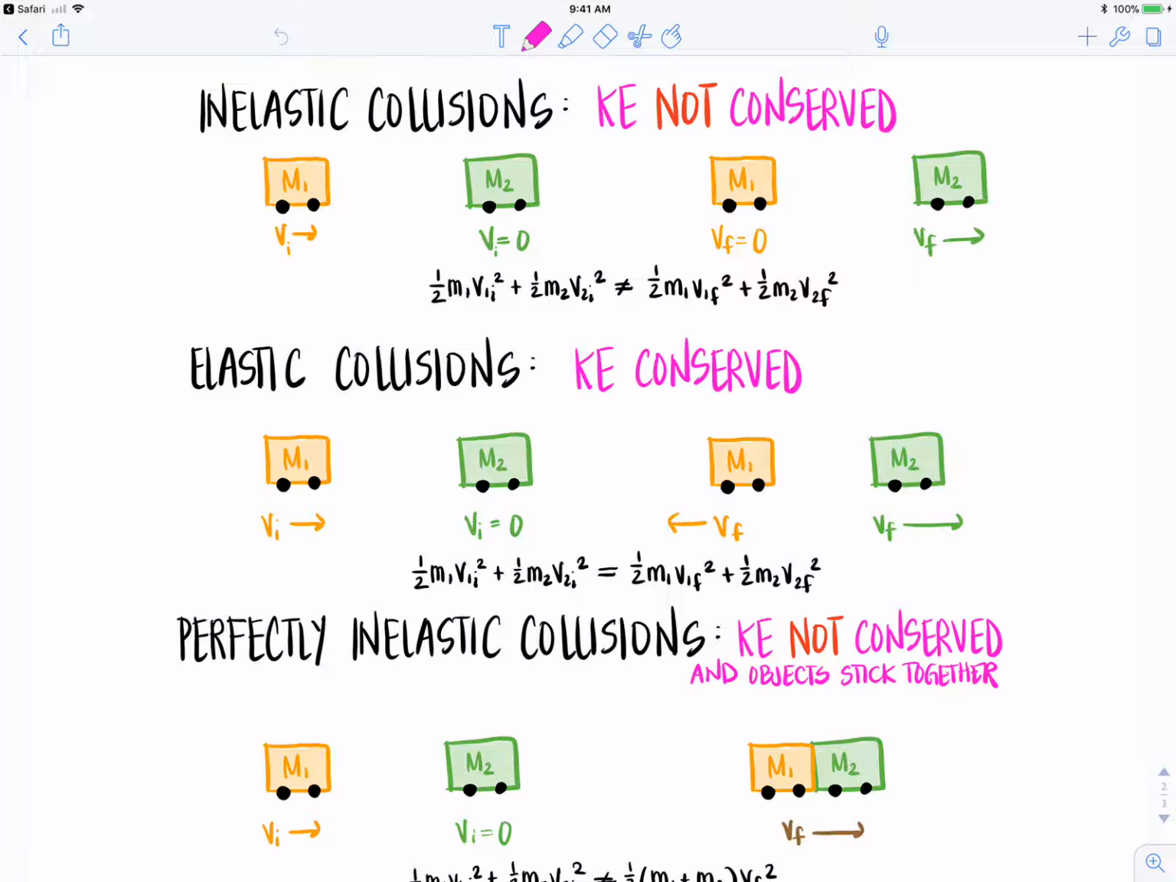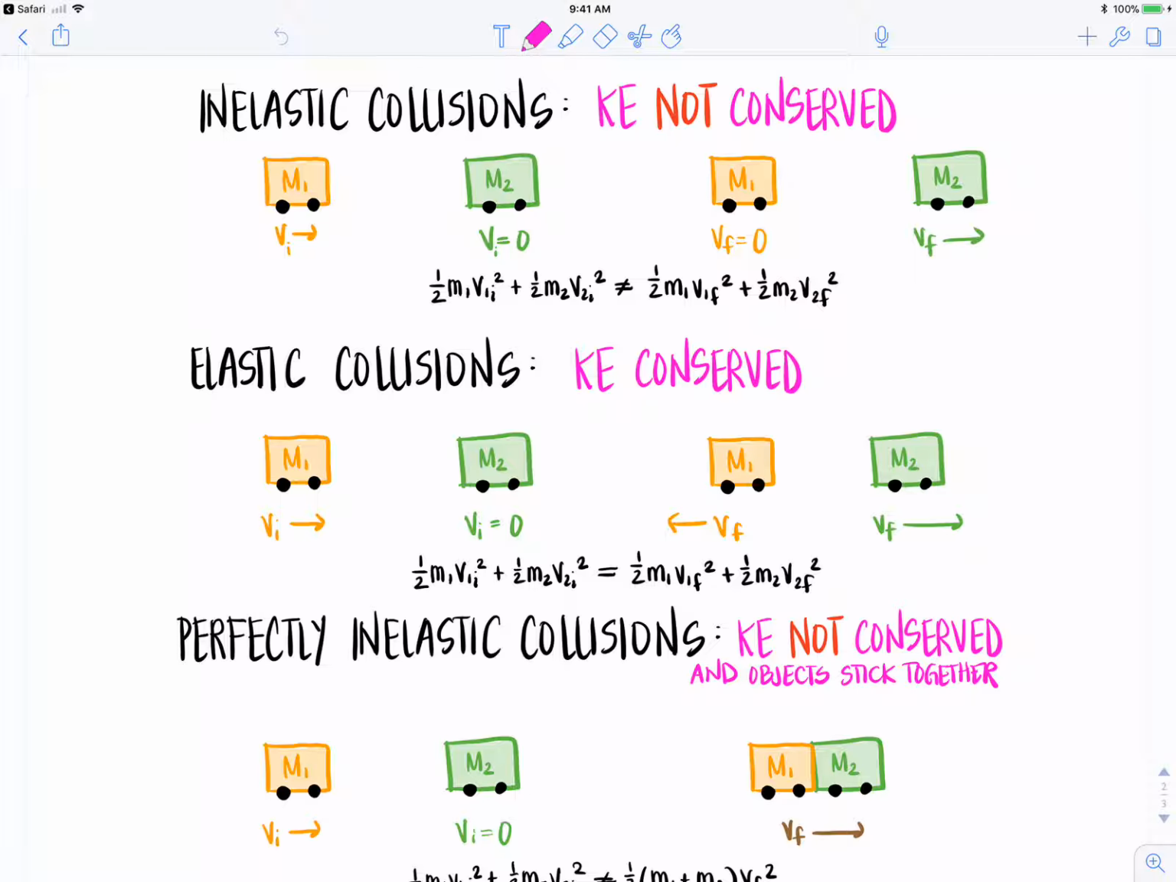Okay, moving on. Here we have three different types of collisions, and these examples of the green car and the orange car below each type of collision are not examples of how these collisions happen. Meaning, if you look at the first type of collision, inelastic collisions does not mean that the second mass or the second car is always at rest. This is just an example of how you would go about solving these collisions. They can happen in all different types of situations.